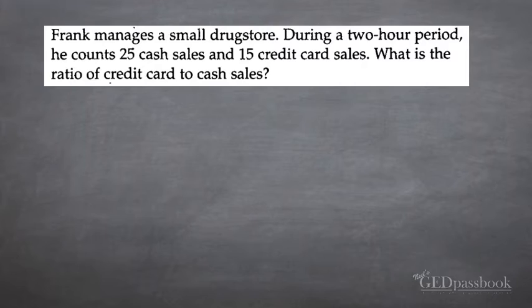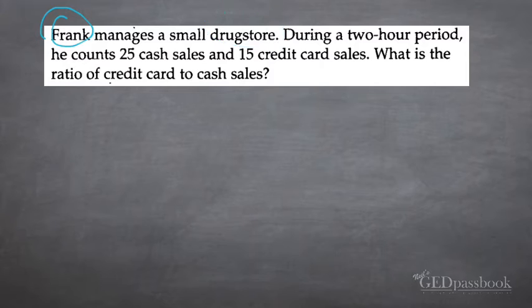is like this one. Frank manages a small drugstore. During a 2-hour period, he counts 25 cash sales and 15 credit card sales. What is the ratio of credit card to cash sales? If you notice, they started to add those irrelevant things that I told you math word problems love to do. They started to mention the manager's name, Frank. I couldn't care less about what his name is. Manages a small drugstore. It's nonsense. I don't care what they manage or whatever.